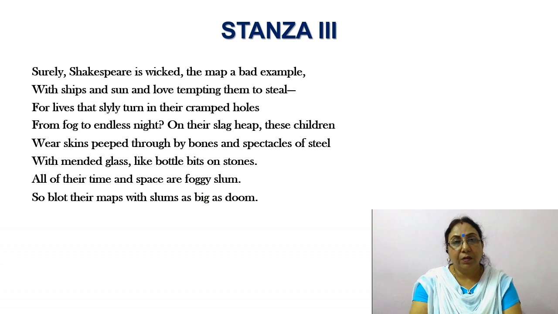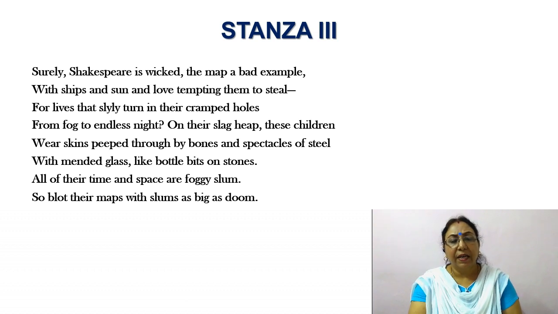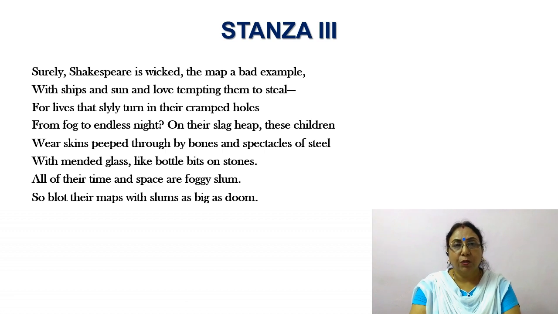Surely, Shakespeare is wicked, the map a bad example, with ships and sun and love tempting them to steal. For lives that slyly turn in their cramped holes from fog to endless night. On their slag heap, these children wear skins peeped through by bones and spectacles of steel with mended glass like bottle bits on stones. All of their time and space are foggy slum, so blot their maps with slums as big as doom.